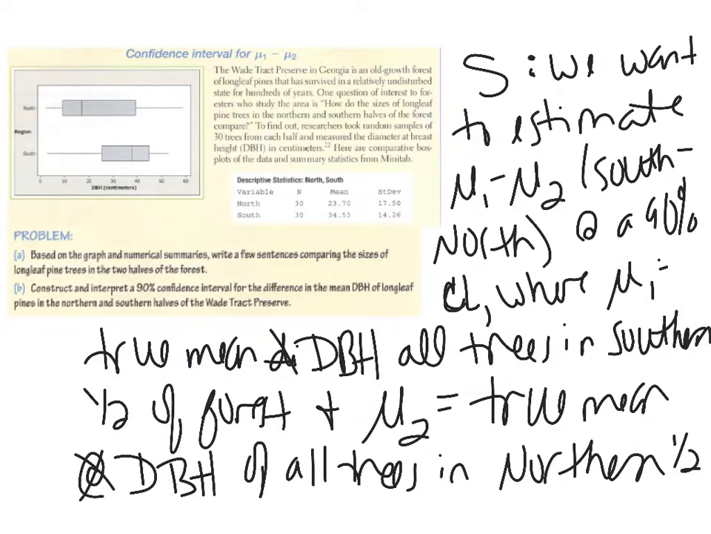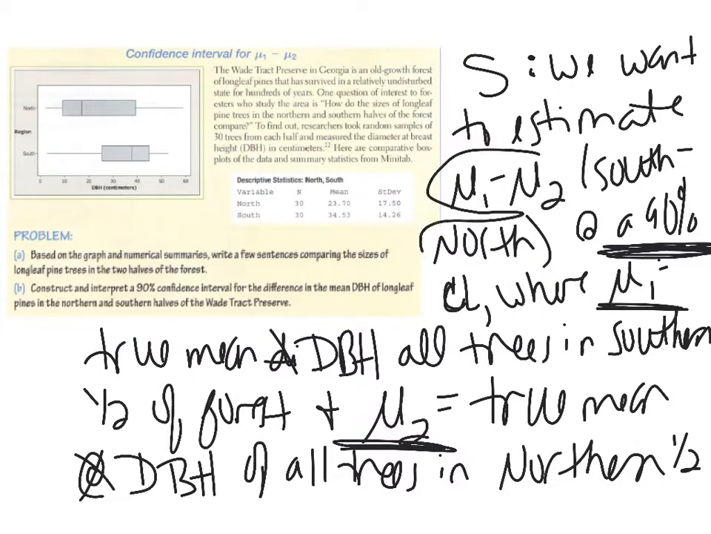Okay, so that's my state part, defining both parameters, as well as stating my confidence level. I stated my confidence level that I wanted it at. I defined both parameters, and I said what I'm trying to estimate here.